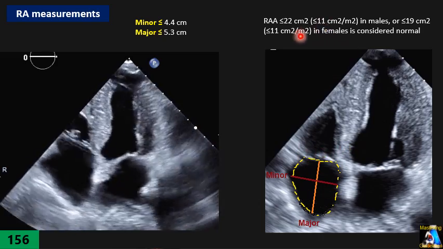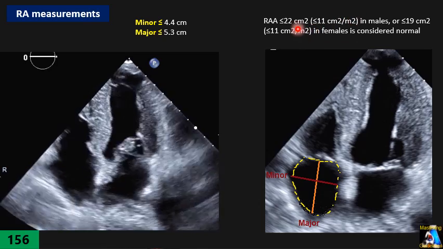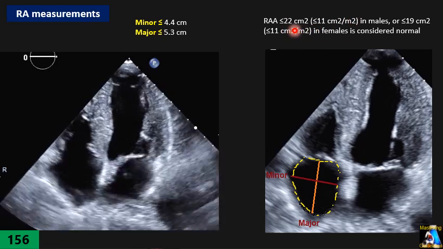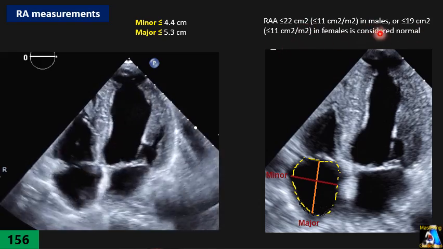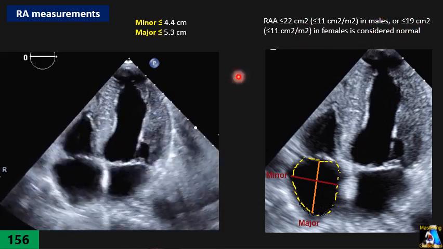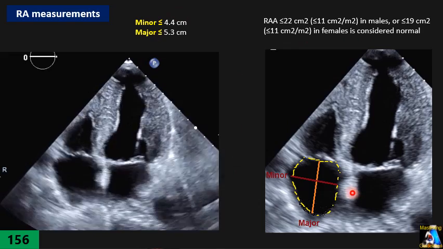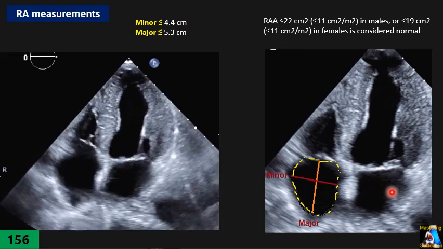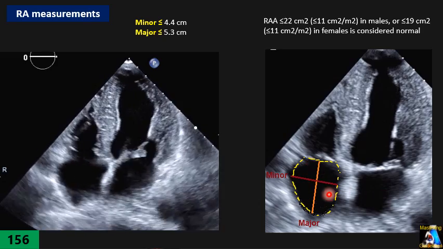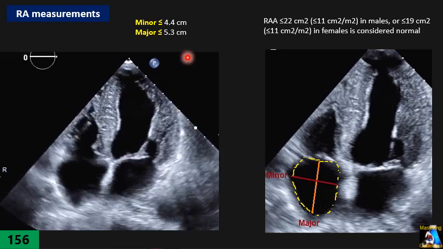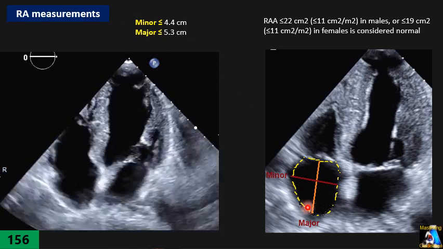The normal right atrium area in adults should be equal or less than 20 centimeters squared, and in females equal or less than 19 centimeters squared. For the diameter, we have two diameters as with the left atrium. Here on the four chamber view, we have two diameters or dimensions for the right atrium.